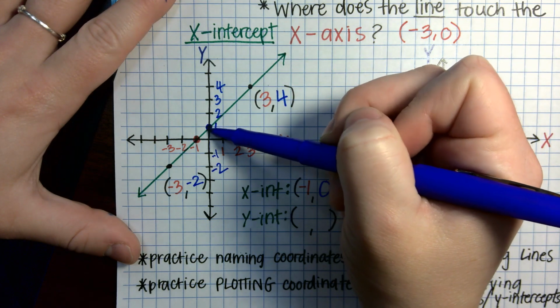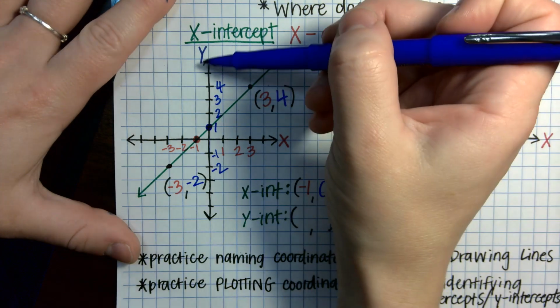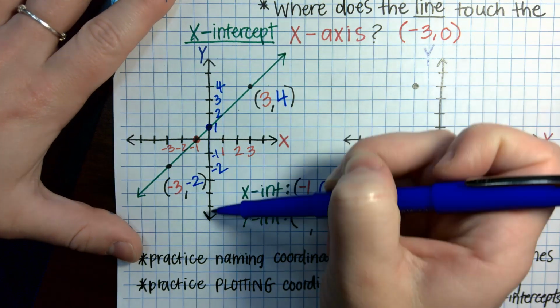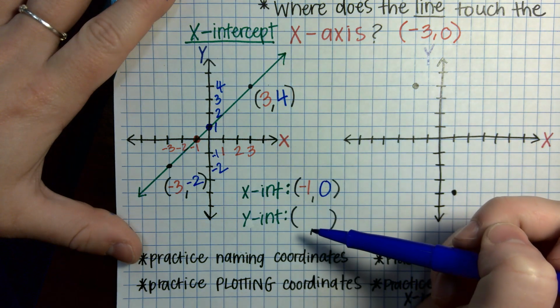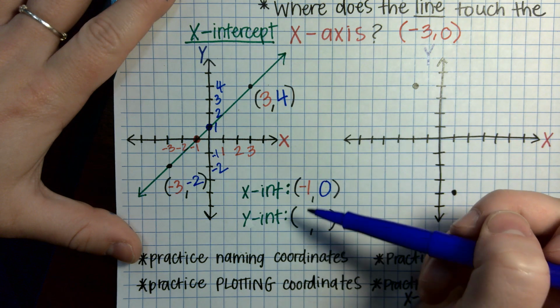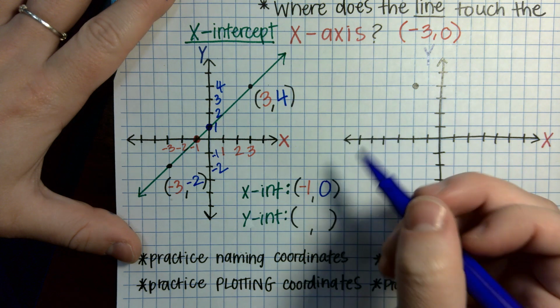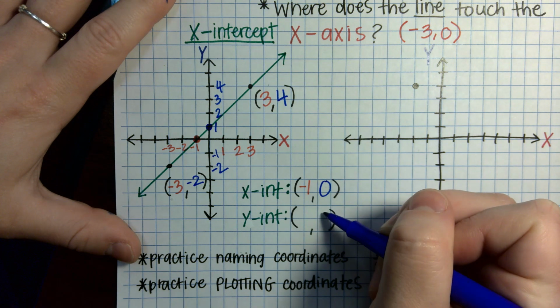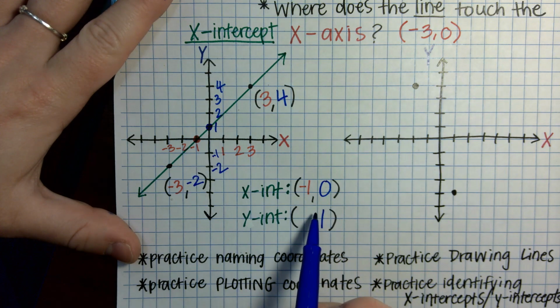Plus 1. Good. So this is our y value since it's touching the y-axis going up and down. So for our coordinate, am I going to write 1 in the first spot or the second spot? Second. Good. The second spot is my y values. So our y value is 1. Perfect.